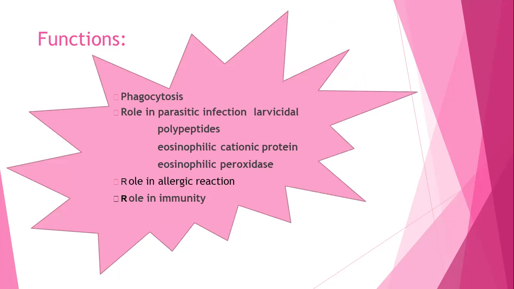The function of this is, again, they help in phagocytosis, and their role basically is important in parasitic infection. The larvicidal polypeptides will be there. Then eosinophilic cationic proteins are there, and eosinophilic peroxidase is there. So due to that, it is having an important role in parasitic infection prevention. It is also having a role in allergic reaction because the granules contain histamine, and it is having a role in immunity also.